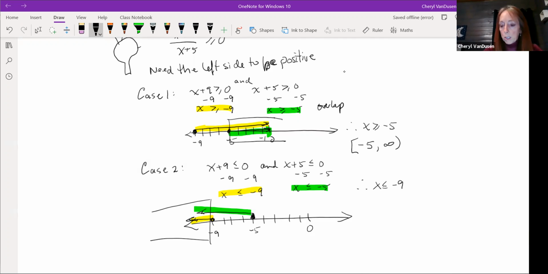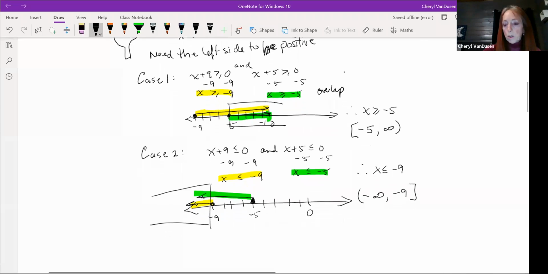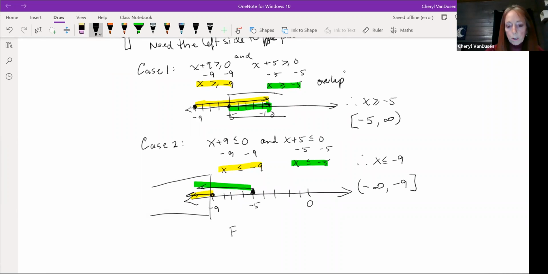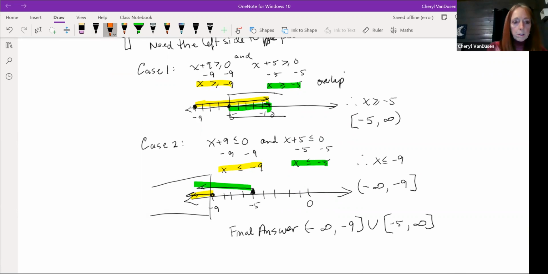In interval notation, again, we start with -infinity because that's like the smallest number it would get to, -9. Round bracket there, square bracket there. Now we put these two answers together and we're done. So we're kind of wrapping up the question. So the final answer for this guy, and I like to go smallest to largest. So I go (-infinity, -9] union [-5, and then positive infinity). So that is the final answer. I'll put a little box around it.